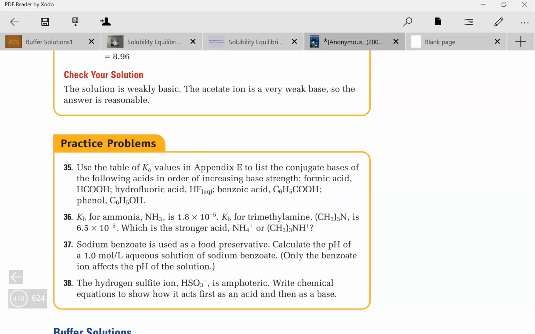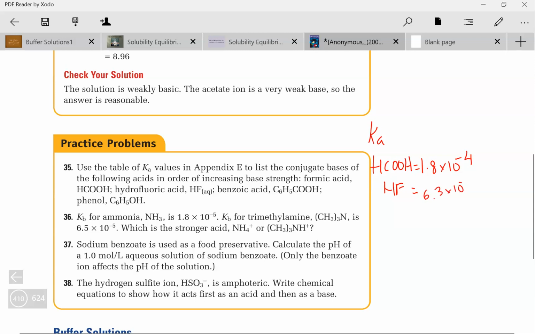So using the Ka values in Appendix E, list the conjugate bases of the following acids in order of increasing base strength: formic acid, hydrofluoric acid, benzoic acid, and phenol. So we're going to first look at the Ka values of all these things. Ka of formic acid equals 1.8 times 10 to the power negative 4. Hydrofluoric acid is 6.3 times 10 to the power negative 4, so slightly higher Ka.